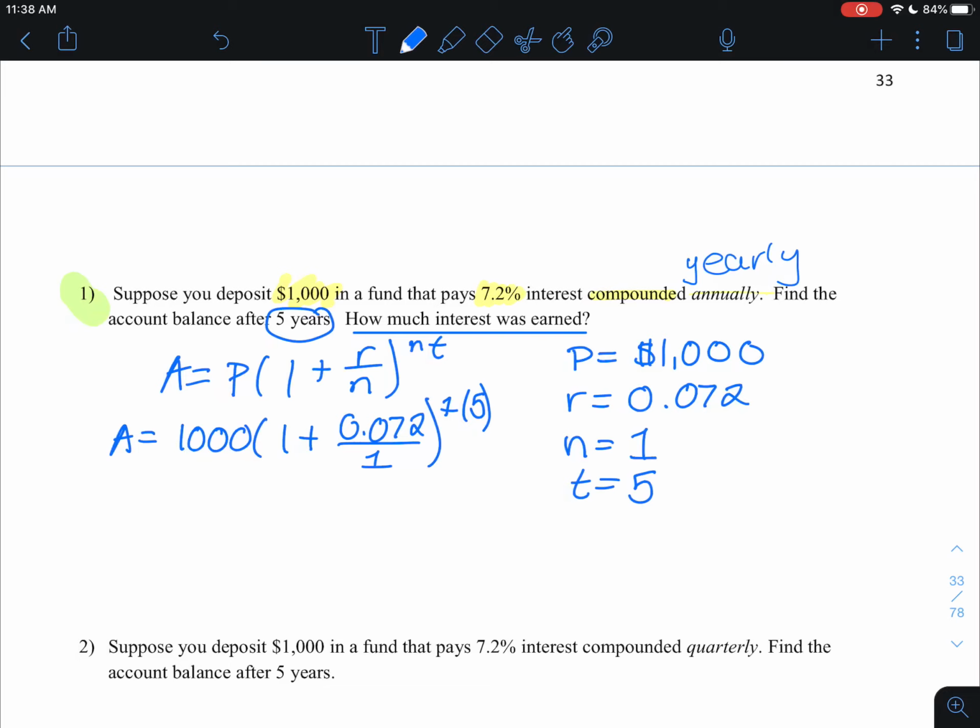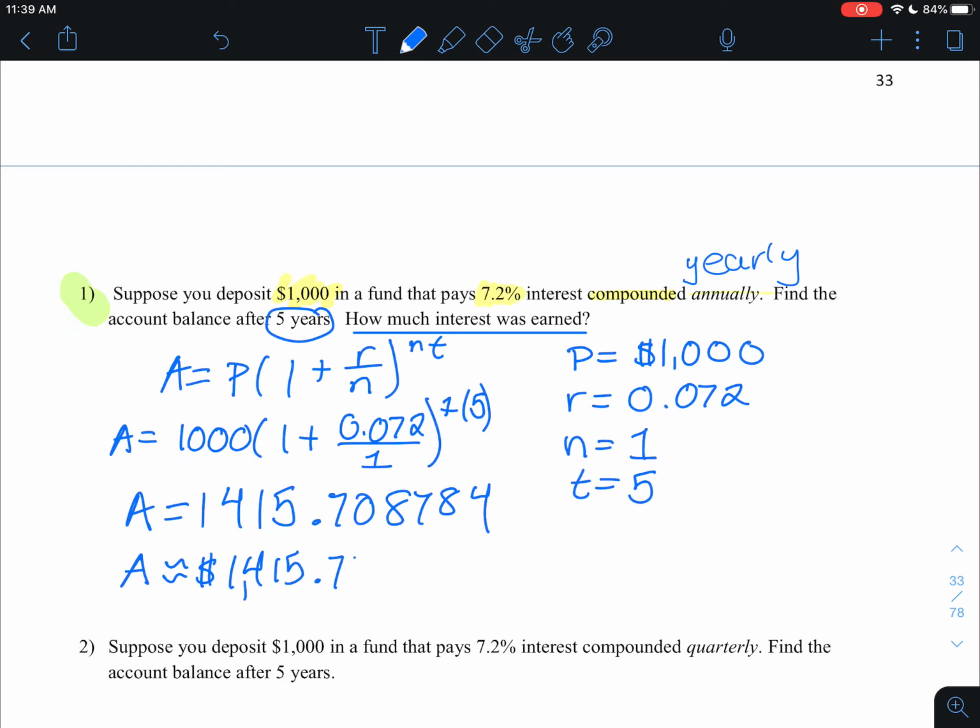And when you solve, you'll get A is equal to 1,415.708784. But remember, with money, we have to round to the second decimal place. So A, our ending amount, will be about $1,415.71. But then it also asks how much interest was earned.